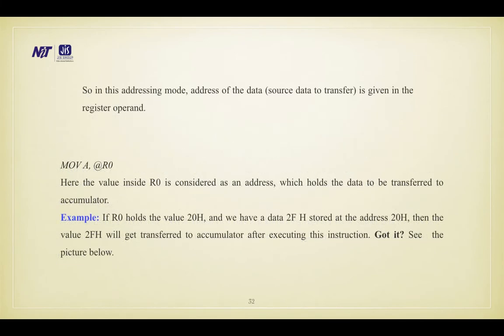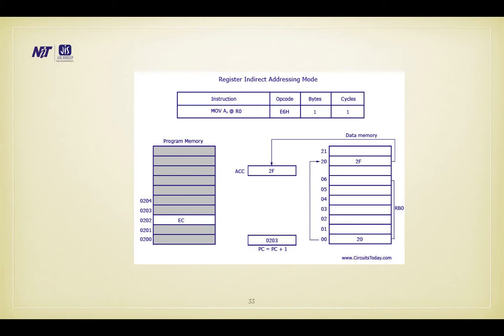So in the register indirect addressing mode, the address is given in the register operand. MOV A, @R0. Here the value inside R0 is considered as an address which holds the data to be transferred to the accumulator. For example, if R0 holds 20H and we have data of 2FH stored in the address 20H, then the value 2FH will get transferred to the accumulator after this execution. It is showing here how it is operated.